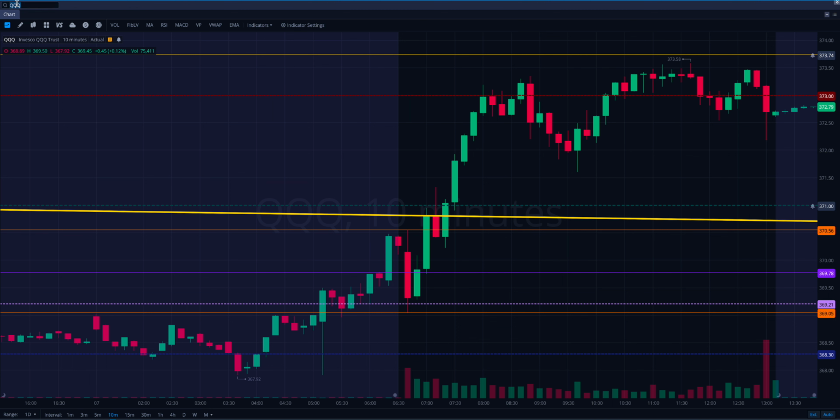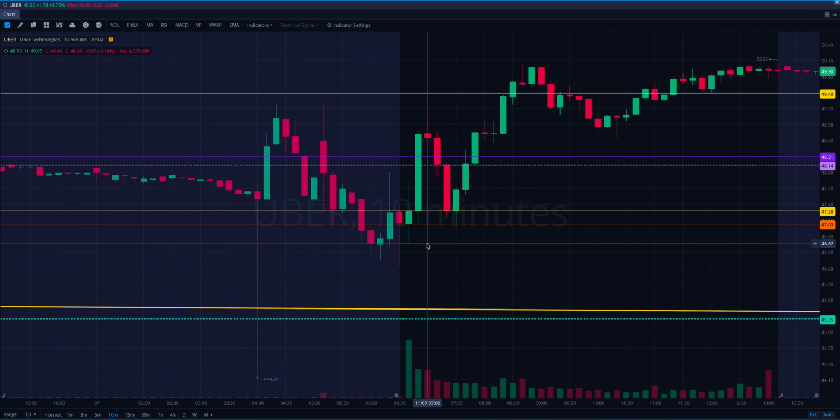Let's talk about another fun setup. We had an IV flush play today that went absolutely crazy, and it was Uber. And Uber's not even a high IV stock. Uber had an implied move of 6% today.